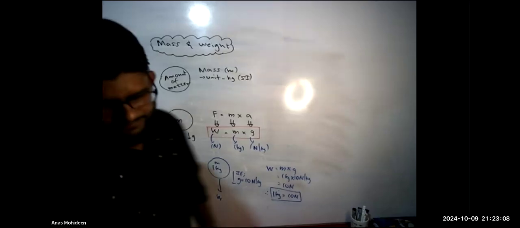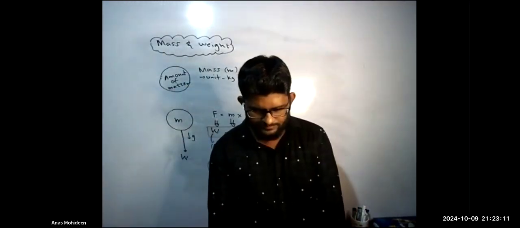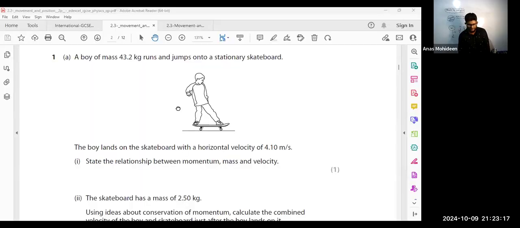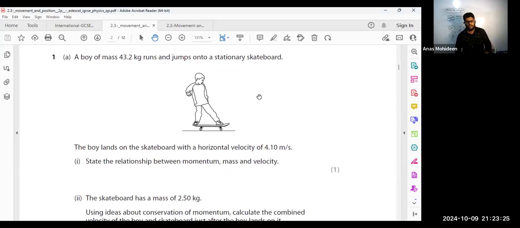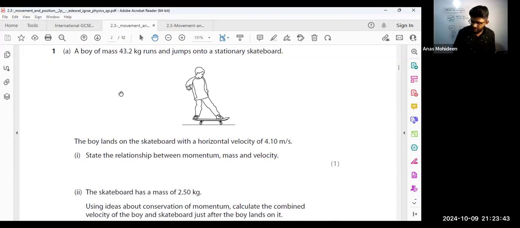Okay. Let's take a small question there. Have a look at this question. Can you give a try? A boy of mass 43.2 kilograms runs and jumps onto a stationary skateboard. So two objects. One is the boy, the other one is the skateboard. The boy is running, but the skateboard was at rest. On your book, mark it as question.